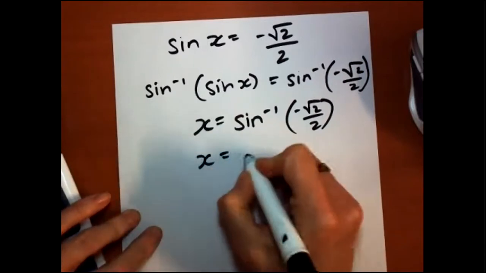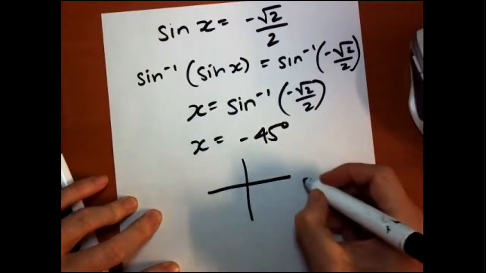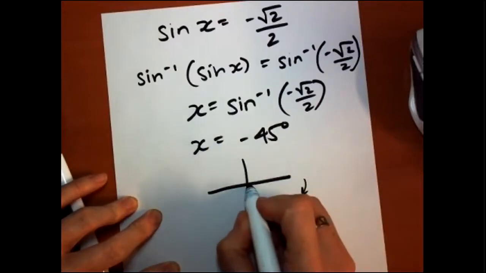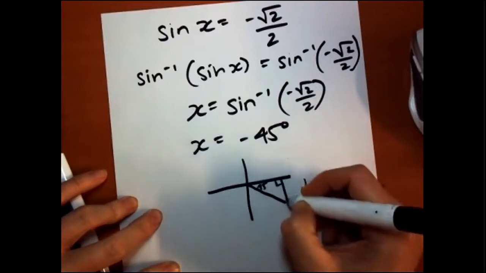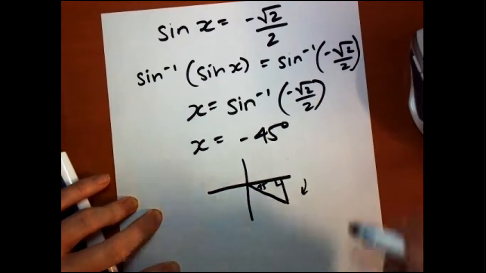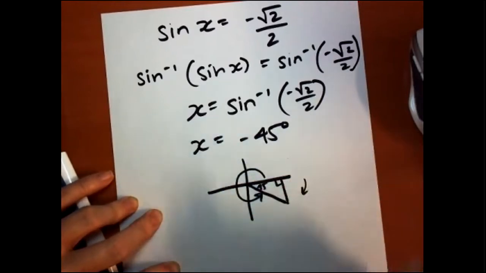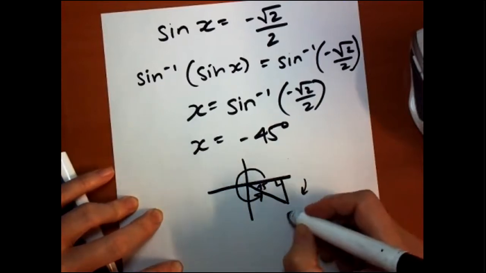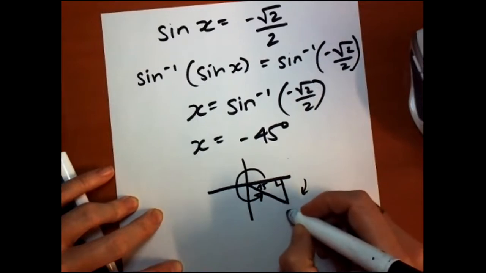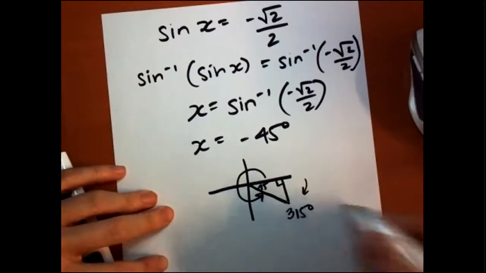So x equals negative 45 degrees. Where is that? Negative 45 degrees means we're going clockwise, means it's here. Great, there's our 45 degrees here. Awesome, which means this going counterclockwise will be 360 minus 45, which would be 315, I believe. Is that right? 360 minus 45. Yep, 315 degrees. Okay, great.